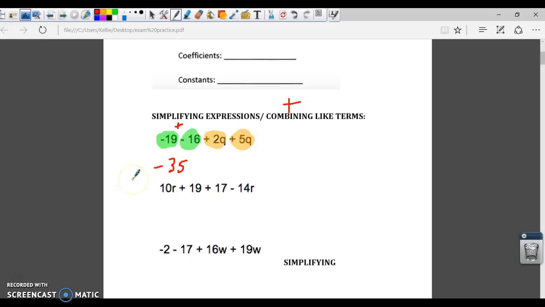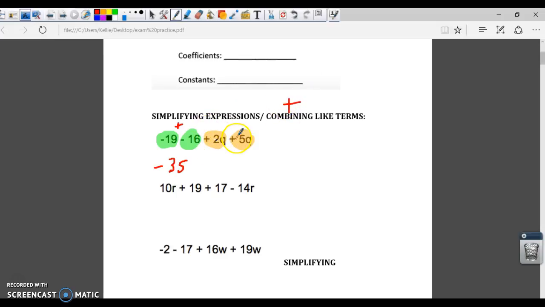Got to remember your integer rules, and yes, for this final exam, you can use a calculator, so that should help you out greatly as well. But if you don't understand number sense, you're going to put it in the calculator wrong, and that could be a problem too. So I have -35, and then I'm going to combine these two like terms.